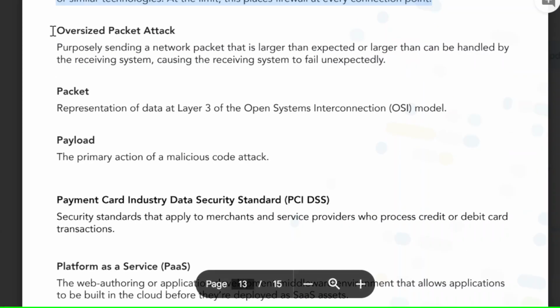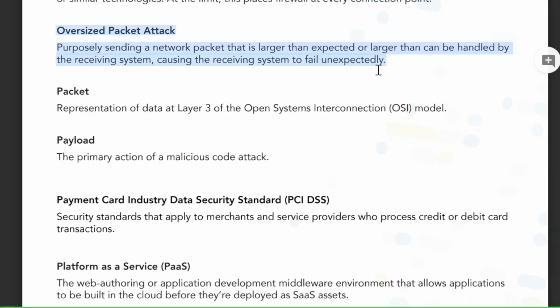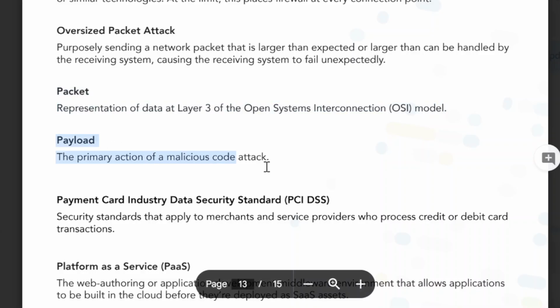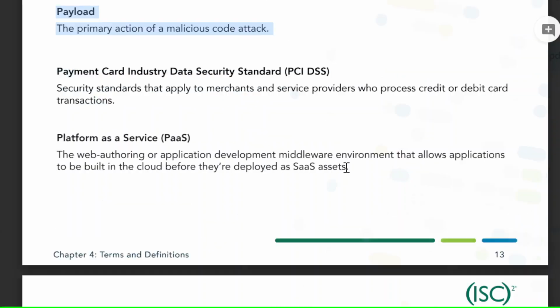The next we have an oversized packet attack, purposely sending a network packet that is larger than expected or larger than can be handled by the receiving system, causing the receiving system to fail unexpectedly. Then coming to packet, a packet is a representation of data at layer 3 of the Open Systems Interconnection model. Then payload, it's the primary action of a malicious code attack.